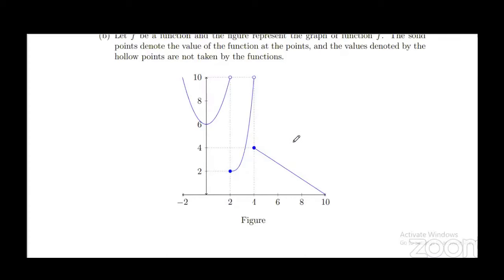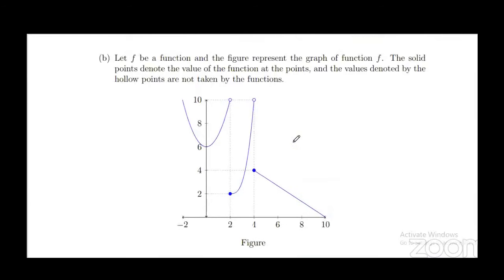In this graph, the limit also does not exist at these points, because the left hand limit is 10 here and the right hand limit is 2 here. Let alone being equal to f of a, the limit itself does not exist because the left hand and right hand limits are different. Whether it's equal to f of a or not, you can tell only when you have the definition of the function.